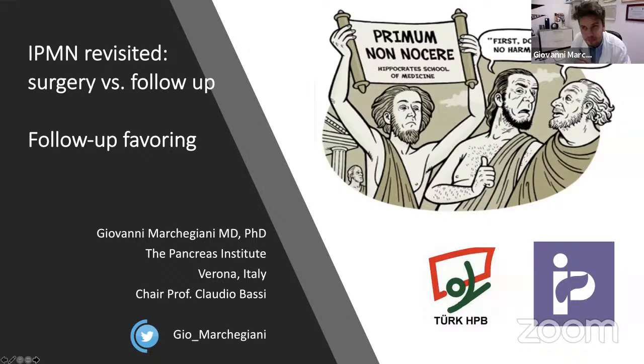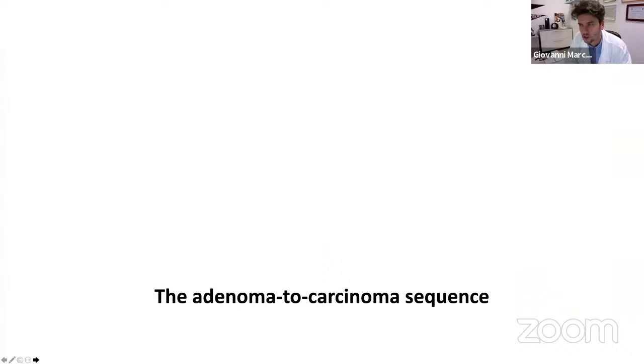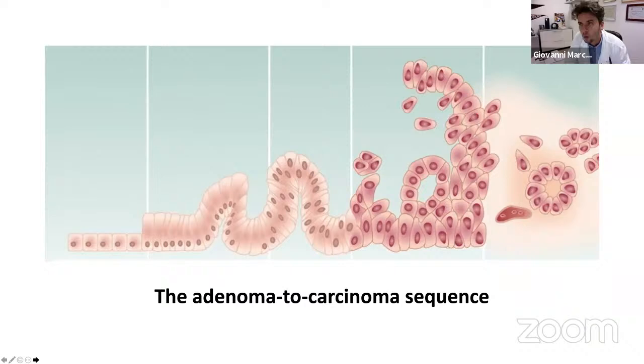But let's go deeper into this concept. You already saw this from Ioannis, but I think this is crucial. When we deal with IPMN, we deal with a pre-malignant lesion. So everything we know regarding cancer has to be carefully scaled when we deal with this adenoma to carcinoma sequence. So Ioannis said we have to watch a movie. Well, this is the movie we're watching. Sometimes the end is not so nice, but this is a continuing process.